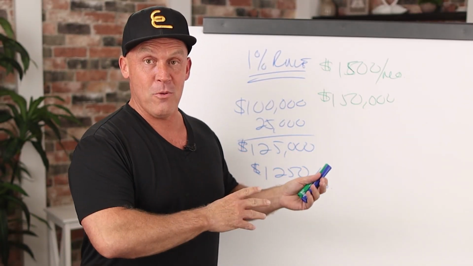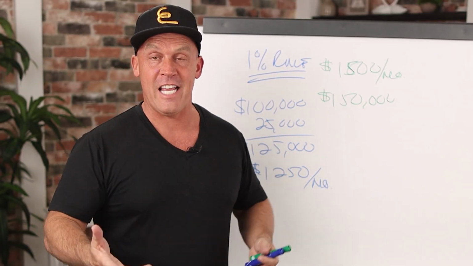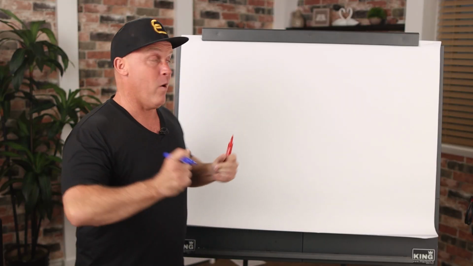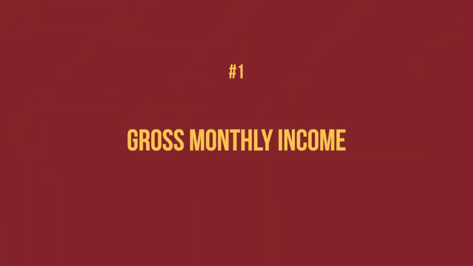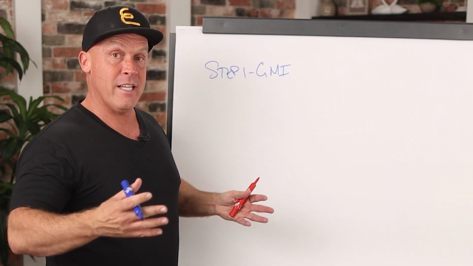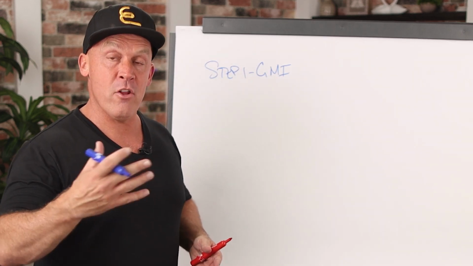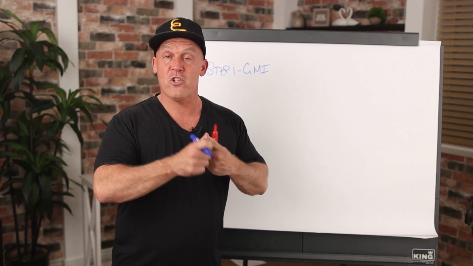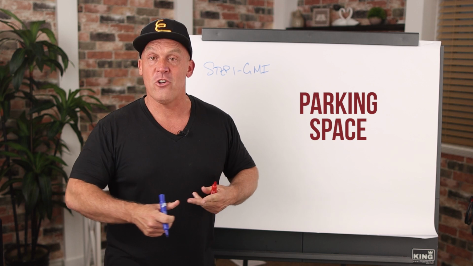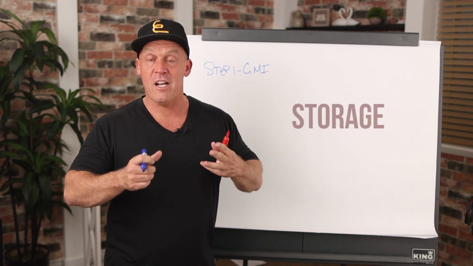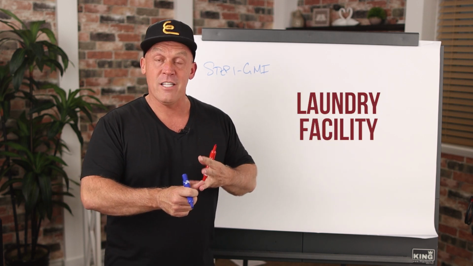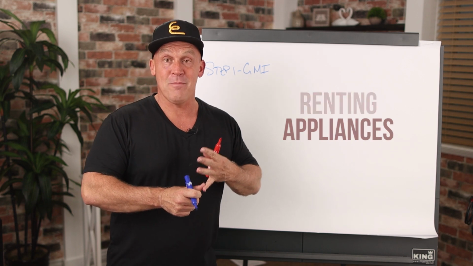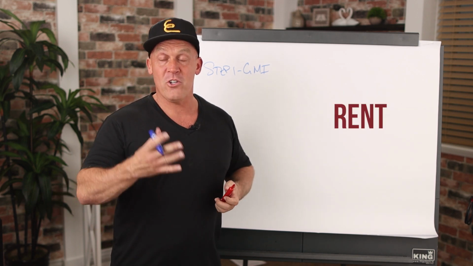Now, let's run through the 5 steps to calculating cash flow through rental property. In step 1, your gross monthly income. Basically, what does it rent for? And don't forget other revenue streams as well. Like maybe you're charging for an extra parking space, you're charging for storage, maybe you've got a laundry facility on site, or maybe you are renting them appliances, maybe you furnish the property, and maybe you are charging pet rent.